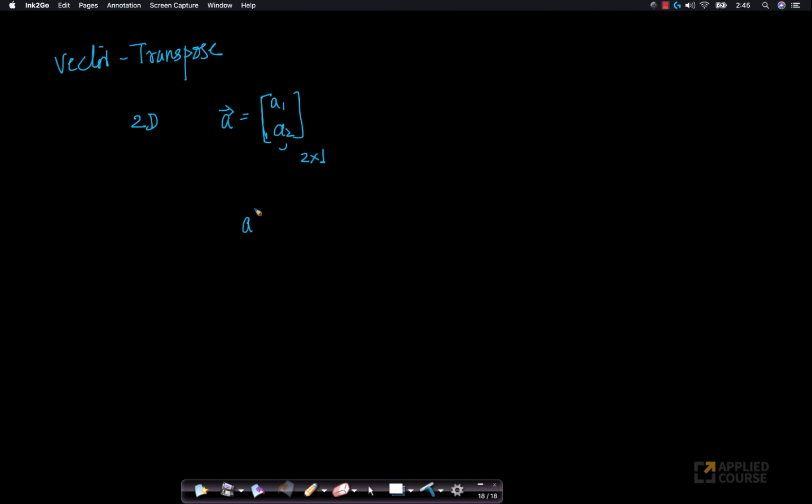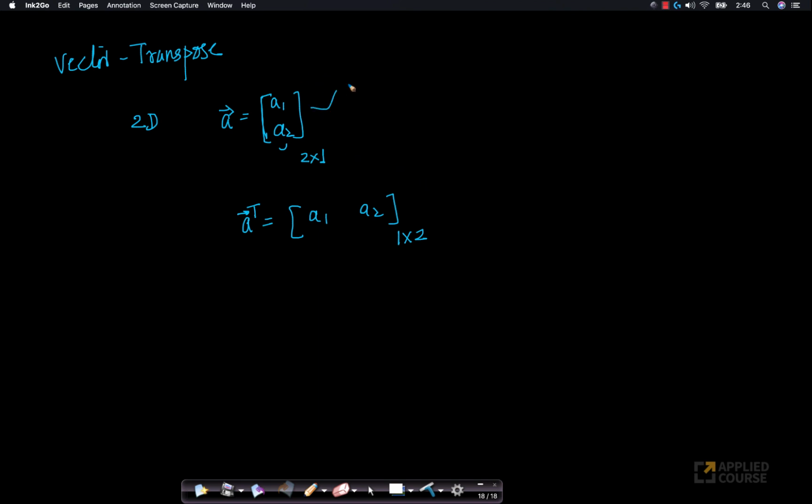Now what is A transpose? I'll write it as A transpose, and let's put the arrow here just to make sure you understand that A is a vector. If A is a 2 cross 1 vector, what will A transpose be? A transpose will look like this, because I took a column and made it a row. So now this has only one row but two columns.